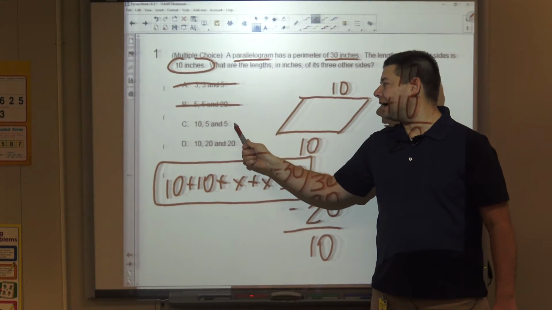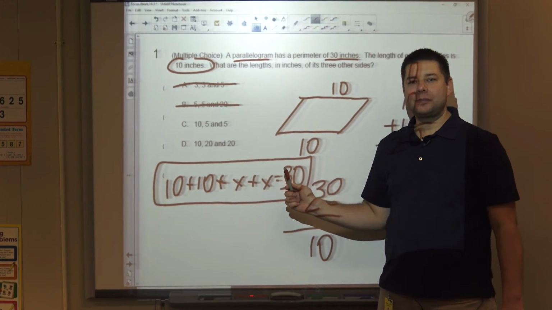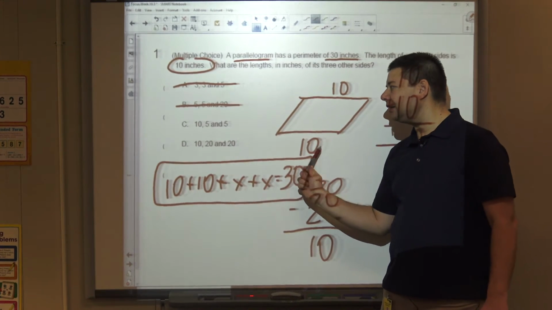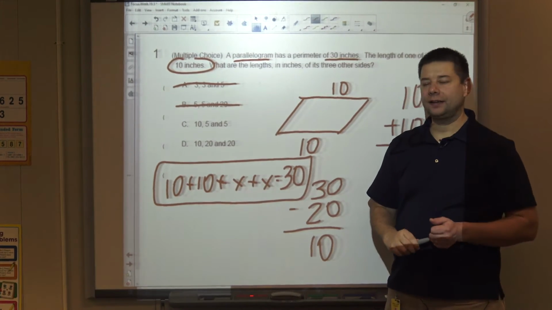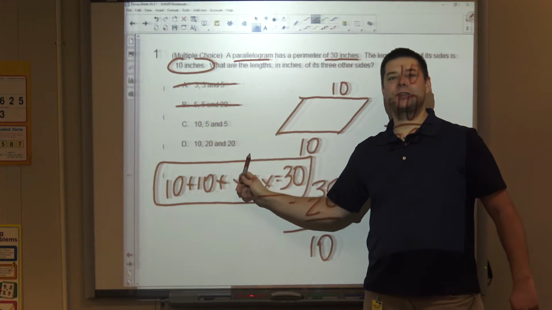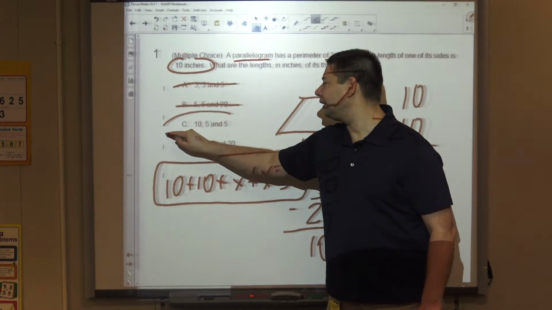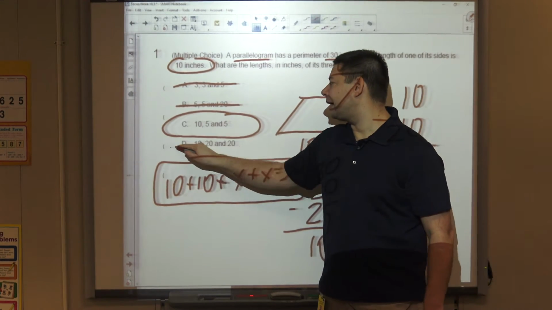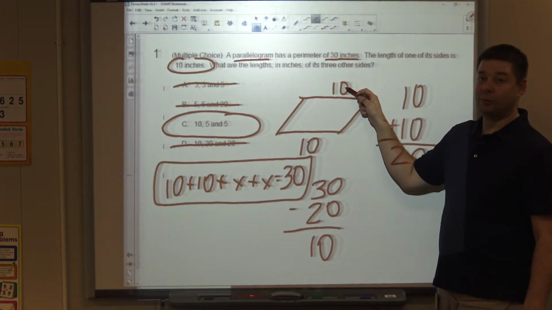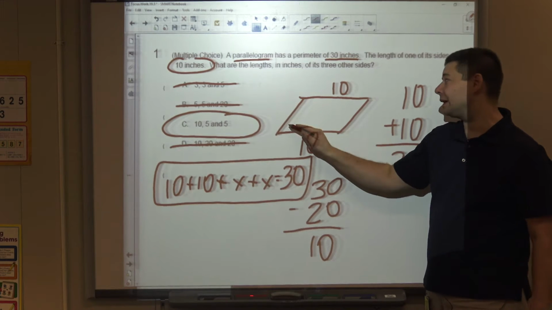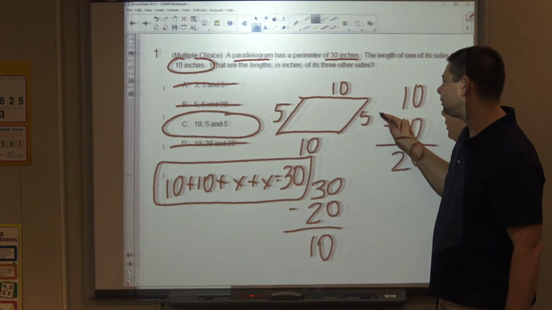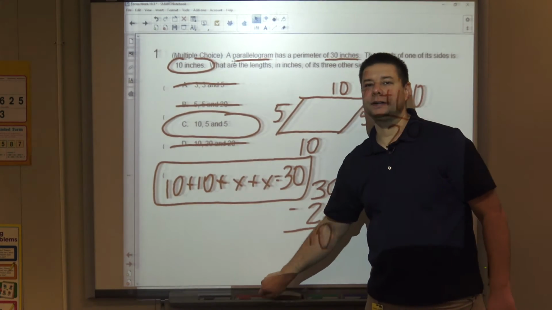Now here I have 5 and 5, or 20 and 20. By adding them together, 10 plus 10 plus 5 plus 5 will equal 30. 10 plus 10 plus 20 plus 20 will equal something much bigger. So my answer here is letter C, 10, 5, and 5, because I know that my one side was 10. The other sides have to be 5 each. And that's my work for number 1.